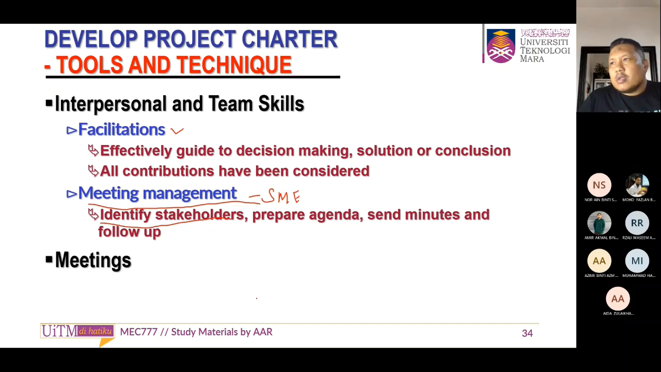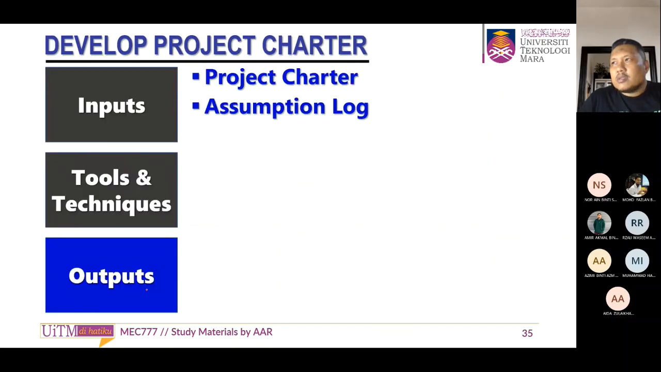Executive committee meetings normally identify the stakeholder, or we call it the subject matter expert meetings. So we identify the stakeholders, prepare the agenda, send minutes, and follow up. And then we run the meetings. With the inputs and the tools, we come up with the output. In output, we have two: one is the project charter, and one is the assumption log.